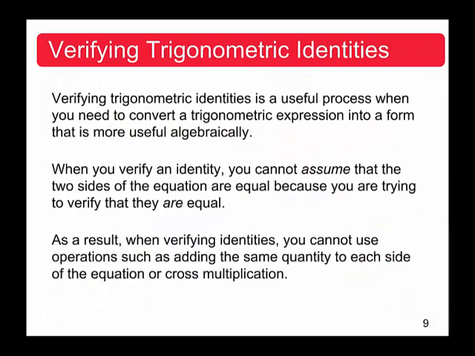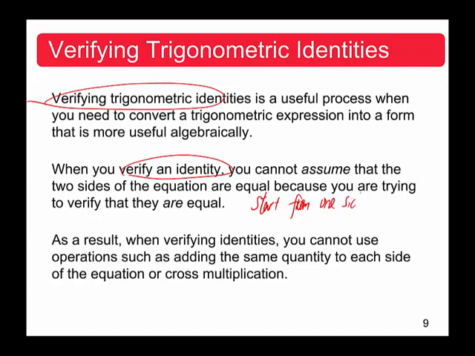Okay, and verifying trigonometric identities is a very useful process. Sometimes we need to use a different form of identities in order to benefit the proof or the problem solving process. And when you verify the identity, you cannot assume that the two sides of the equation are equal. You still have to start from one side of the equation and move to the other side eventually.